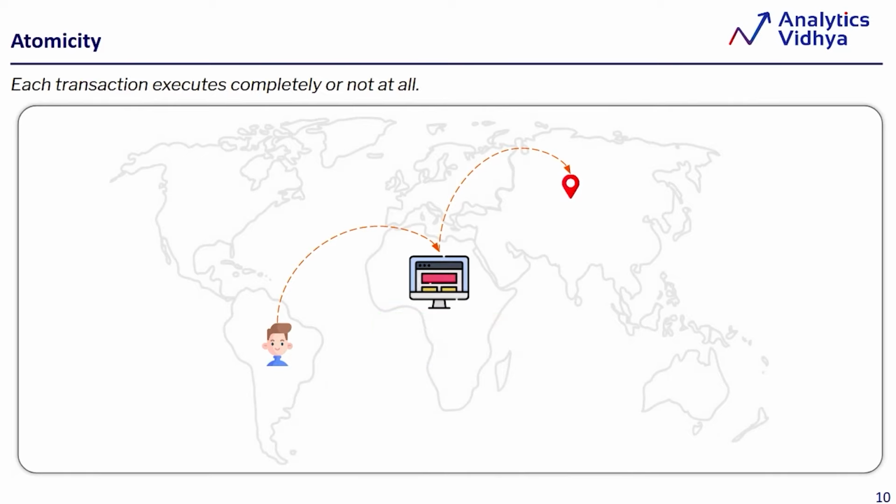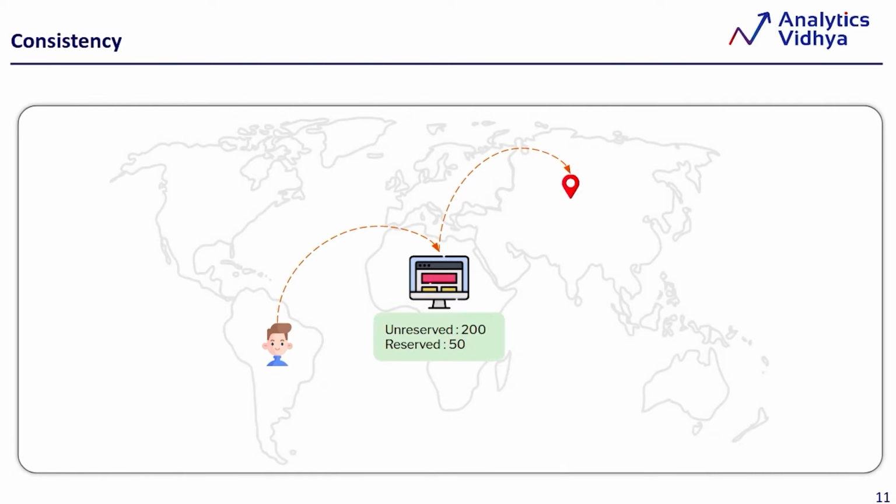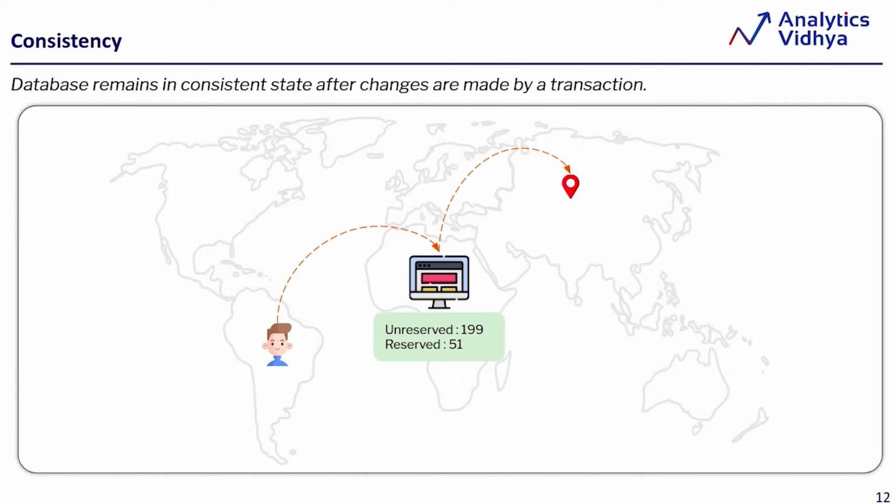Therefore, this ability of the relational database to ensure that either each transaction executes completely or not at all is called atomicity. Now, during the booking process, it is to be ensured that the integrity of data is maintained. For example, if the number of unreserved seats go down by 1, then the number of reserved seats should also go up by 1. Therefore, this ability of the relational database to keep the data in consistent state before and after any modification made by the transaction is called consistency and prevents the database from entering any incorrect state.